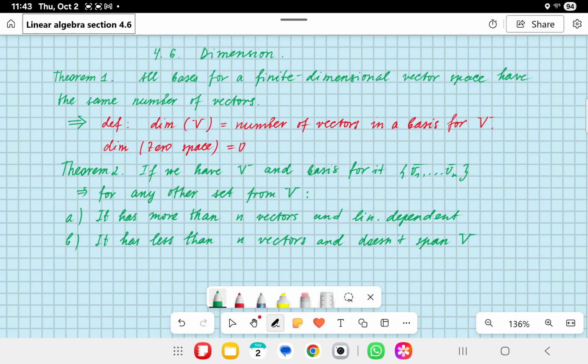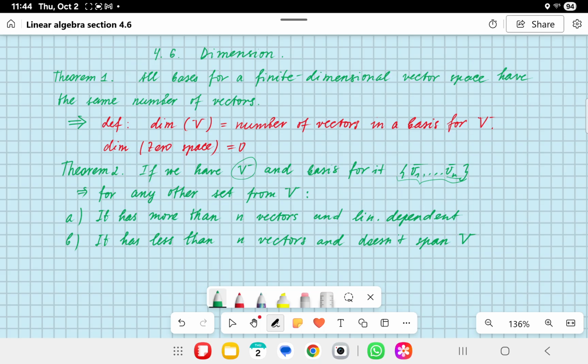Okay. And the second theorem was about arbitrary sets of vectors in a vector space. Imagine that we have vector space V, and the basis is given by n vectors, v1, v2, v3, vn. Now, let's consider some other set of vectors. There are going to be 2 things which are true about this set. If that set has more vectors than n, for example, n plus 1 vectors, or n plus 2 vectors, or n plus 10 vectors, this set is going to be linearly dependent.